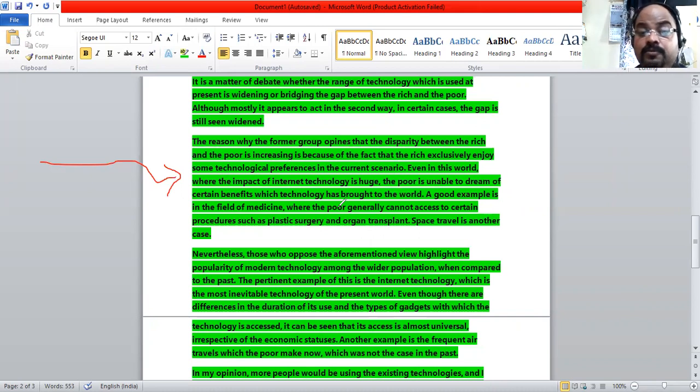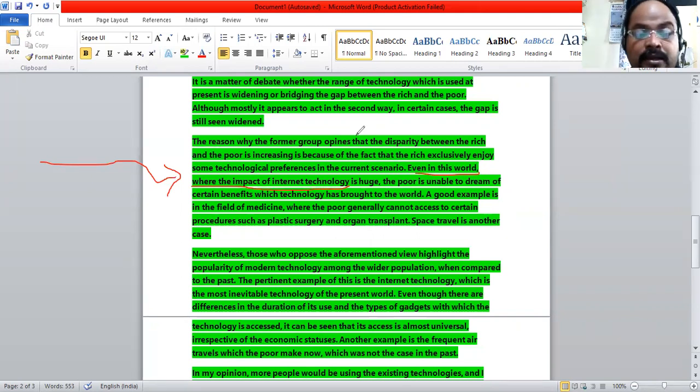So even in this world where the impact of internet technology is huge, they are telling that we have made good progress in internet technology. Internet technology has a huge impact in today's society. Even in this particular situation, the poor is unable to dream of certain benefits which technology has brought to the world. This is what they think.